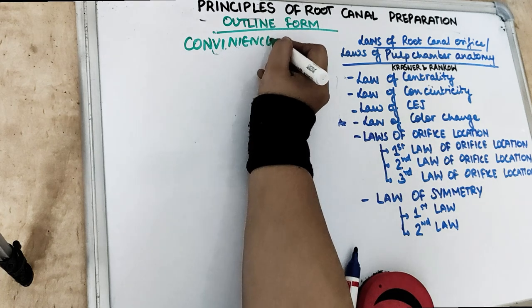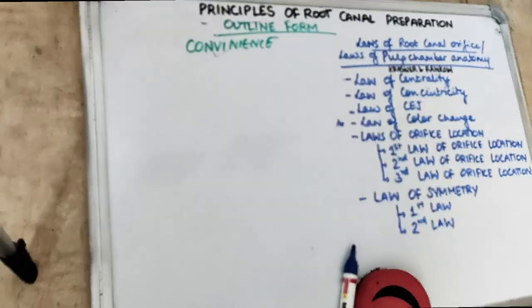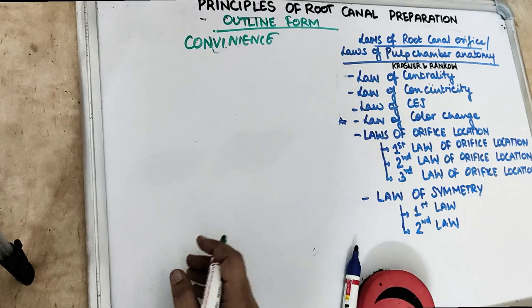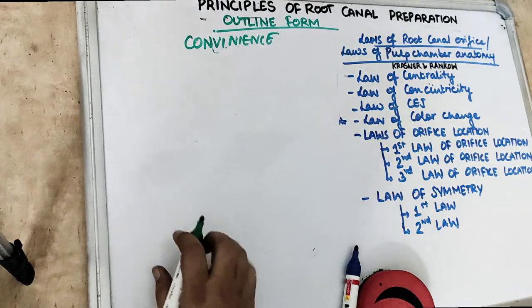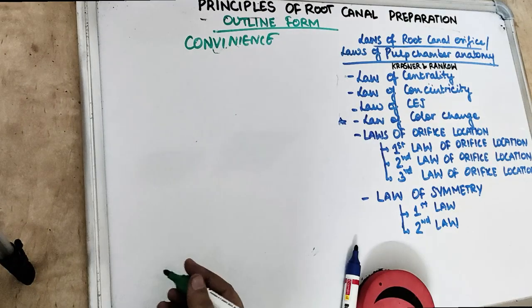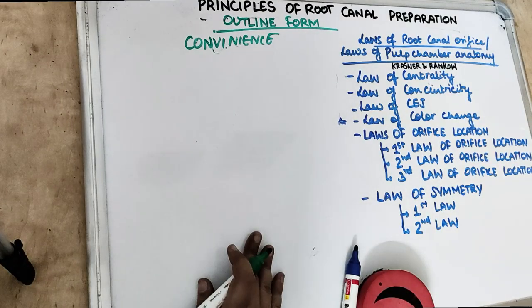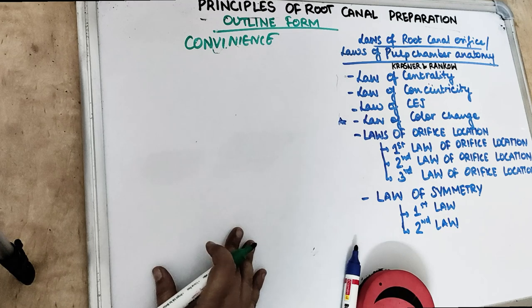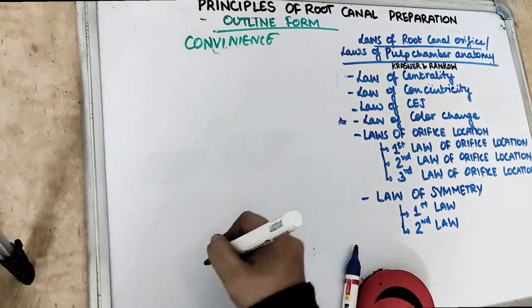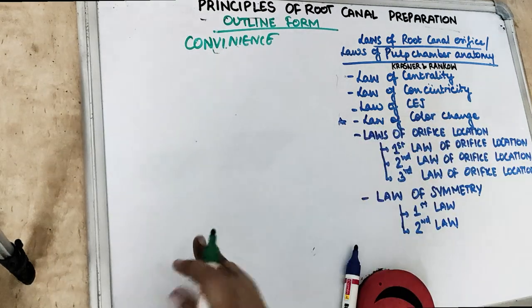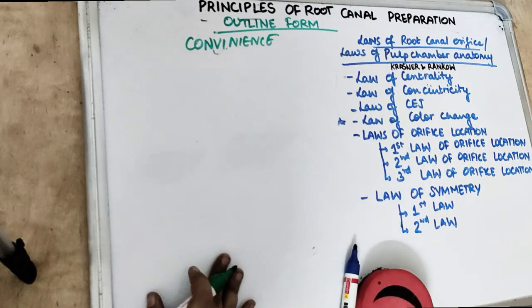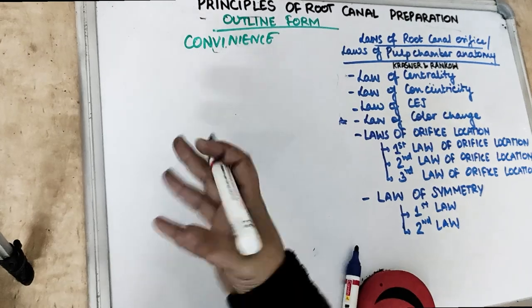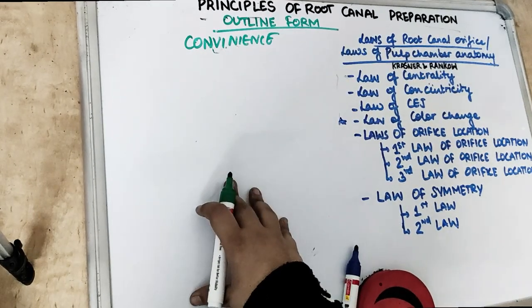So this is our convenience form. The excess should be expanded so that the instrument does not bind to the walls. Especially when we are using a larger and less flexible instrument, it should not bind. It should go till the apex of the root canal. So this is a chamois preparation, or leaf-like preparation, leaf appearance it should be.